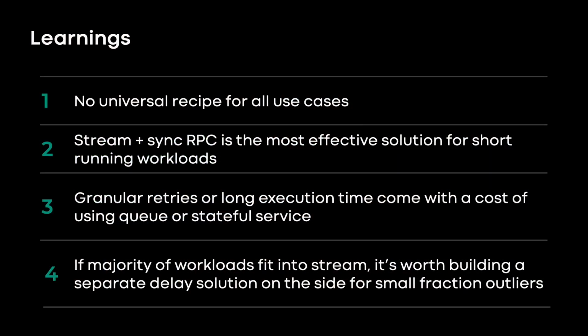Let's go through the learnings. First, and the very obvious one, is that there is no universal recipe for all use cases when we talk about scale. If you run things at scale, you always have to make trade-offs, you have to combine different solutions, you have to evaluate different options, you have to accept their pros and cons, and there is no perfect solution that would just fit all your use cases. So you have to be reasonable.